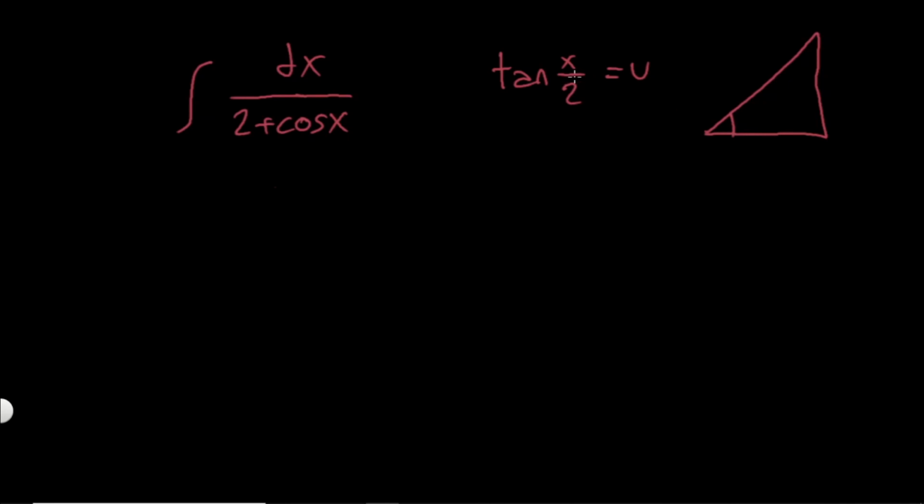So I know that x over 2, if I take tangent of it, it's going to be u, and tangent is this thing over this thing. So this is u, this is 1. And by the Pythagorean theorem, I can say this is the square root of u squared plus 1. Okay, cool. So I can find cosine of x over 2. It's going to be 1 over this thing.